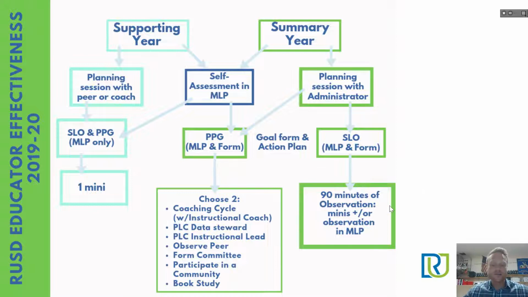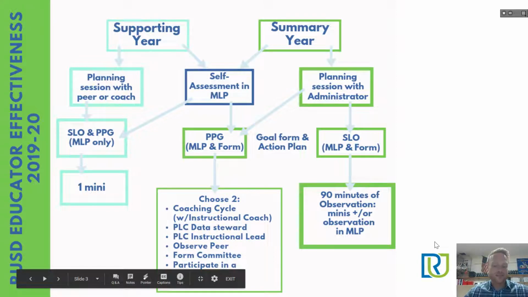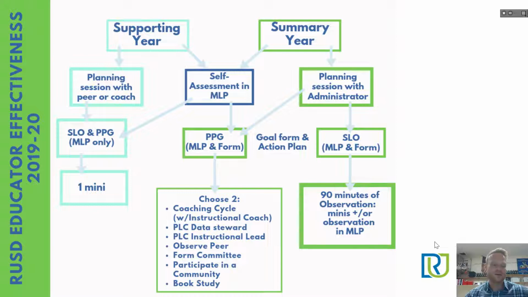In your summary year, you can expect at least 90 minutes of observations, and those can come in the form of mini observations or they can come in the form of longer observations. From what I've gathered, most administrators are planning to do a couple of minis on people, so you can probably expect to see them popping in and out of your classroom throughout the school year.